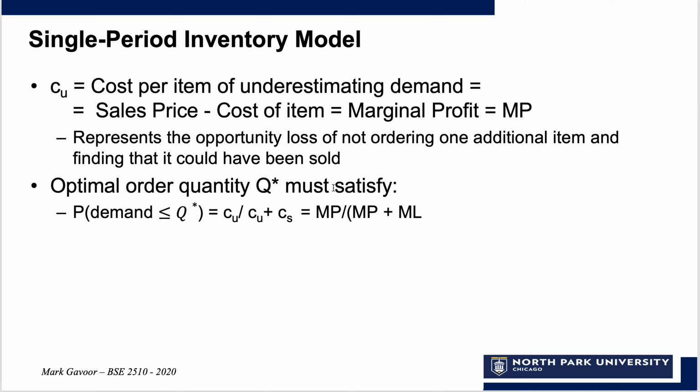On the other hand, the cost of underestimating demand is the sales price minus the cost of an item. So if I don't order the extra thing that I could have sold, in other words, if I sell out, I've lost out on the marginal profit, which is the sales price minus the cost of the item. So my sweater sells for 100 and it cost me 50 to buy it, I've lost out on $50 marginal profit.